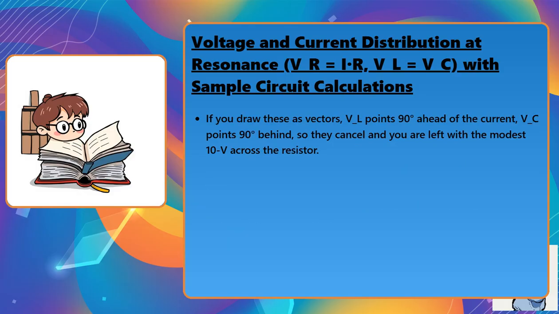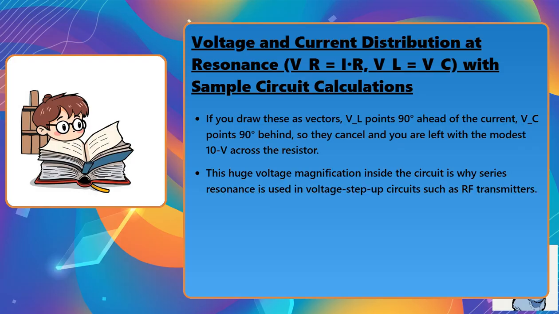If you draw these as vectors, V sub L points 90 degrees ahead of the current, V sub C points 90 degrees behind, so they cancel and you are left with the modest 10 volts across the resistor. This huge voltage magnification inside the circuit is why series resonance is used in voltage step-up circuits such as RF transmitters.